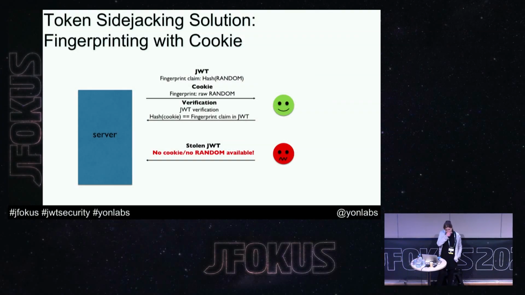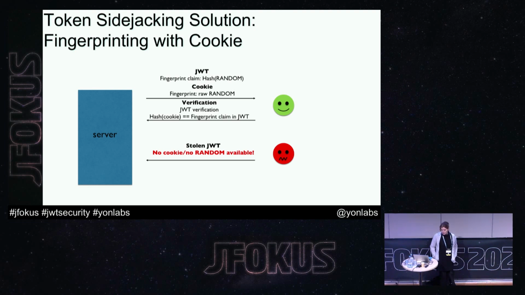How does it help? A hacker can easily steal, for example, a JSON Web Token, but it's much more difficult to steal a cookie. So a hacker can use a stolen JSON Web Token, and the server won't verify it successfully because there will be no cookie available. Please note that the random value is hashed in the token because from the hash it's very difficult to restore the original value. So the hacker can't prepare that cookie with the secure random value.